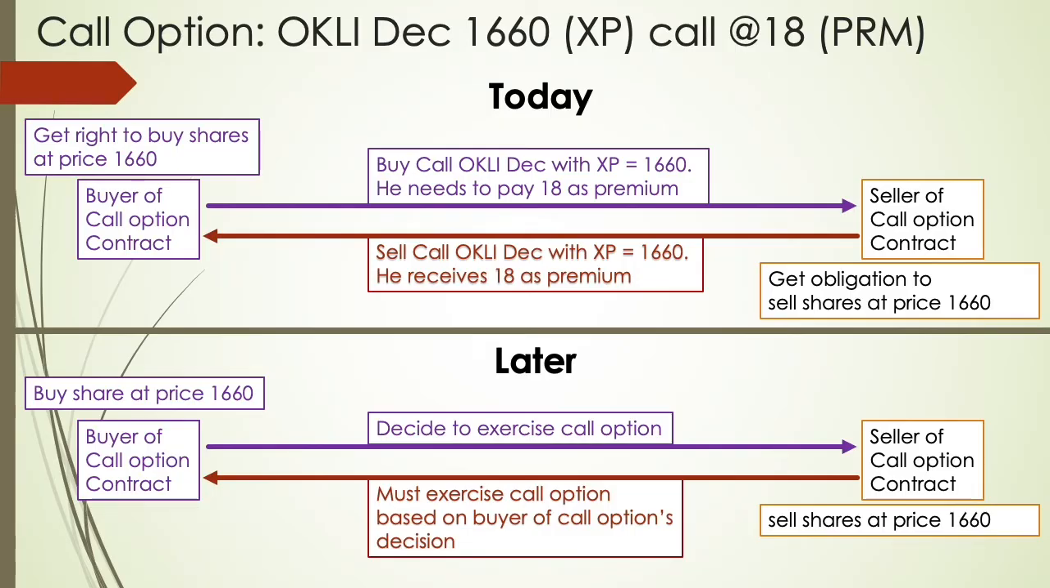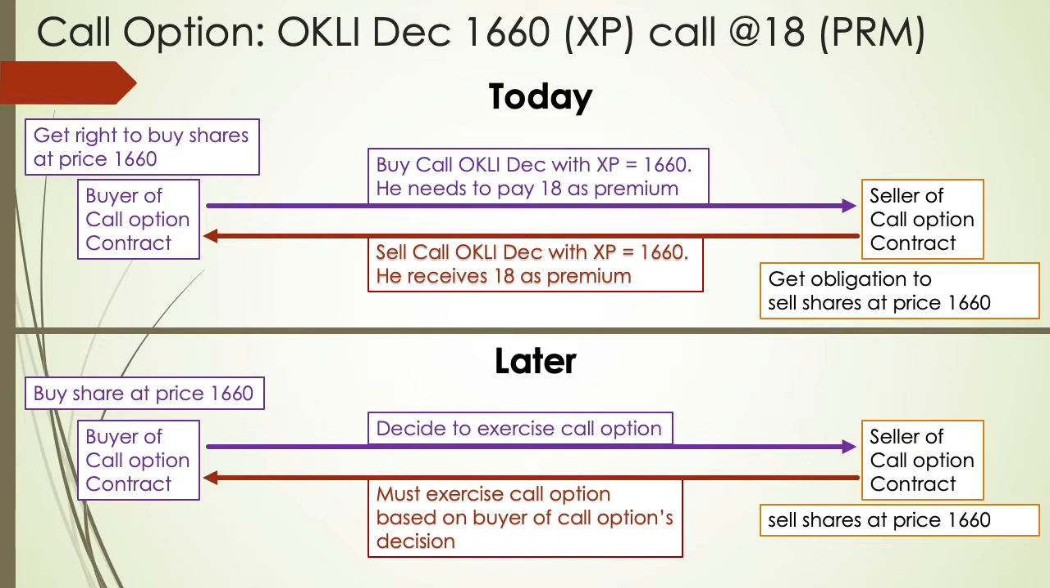Now we look at an example of how a call option contract operates in the market. Let's say we have one OKLI December 1660 call at 18 ringgit. This OKLI December 1660 call at 18 ringgit means the exercise price for the contract is 1660, and the premium is 18. So let's say now we have a buyer and a seller of this call option contract.